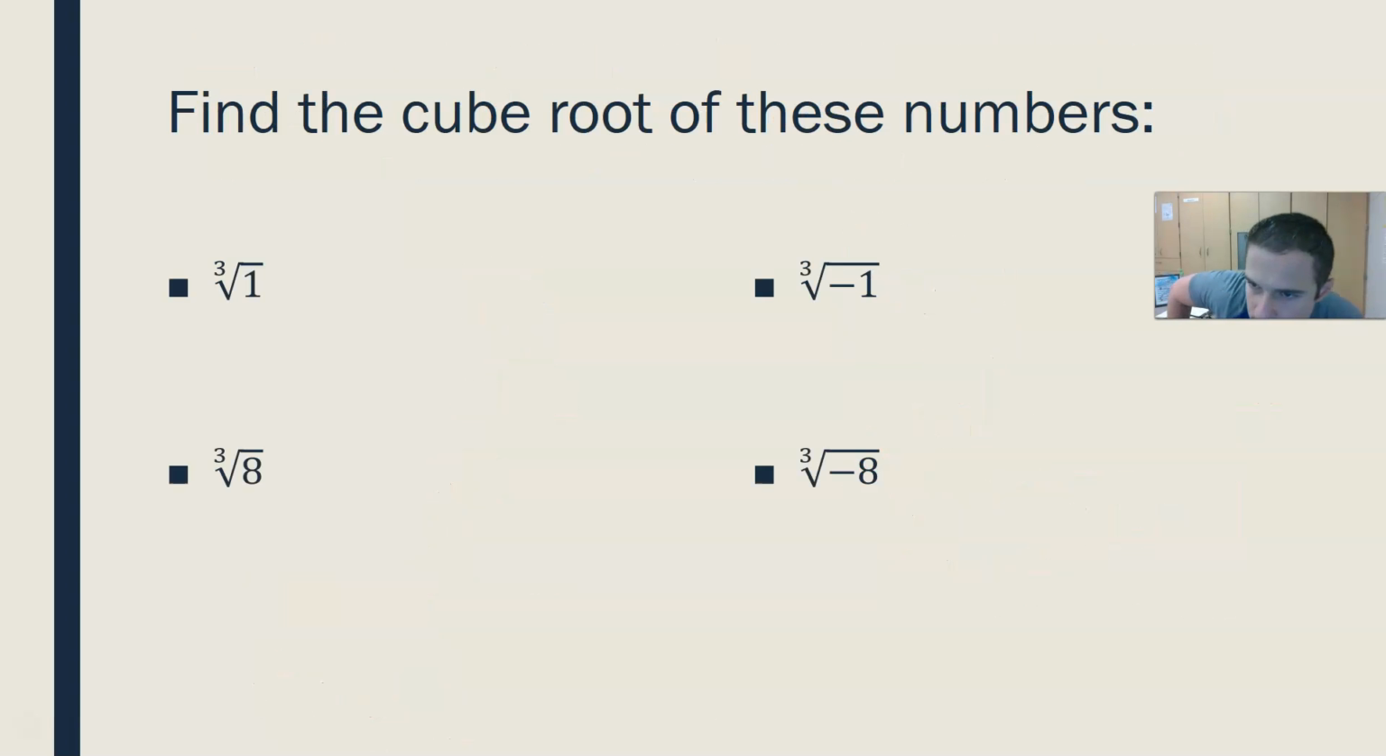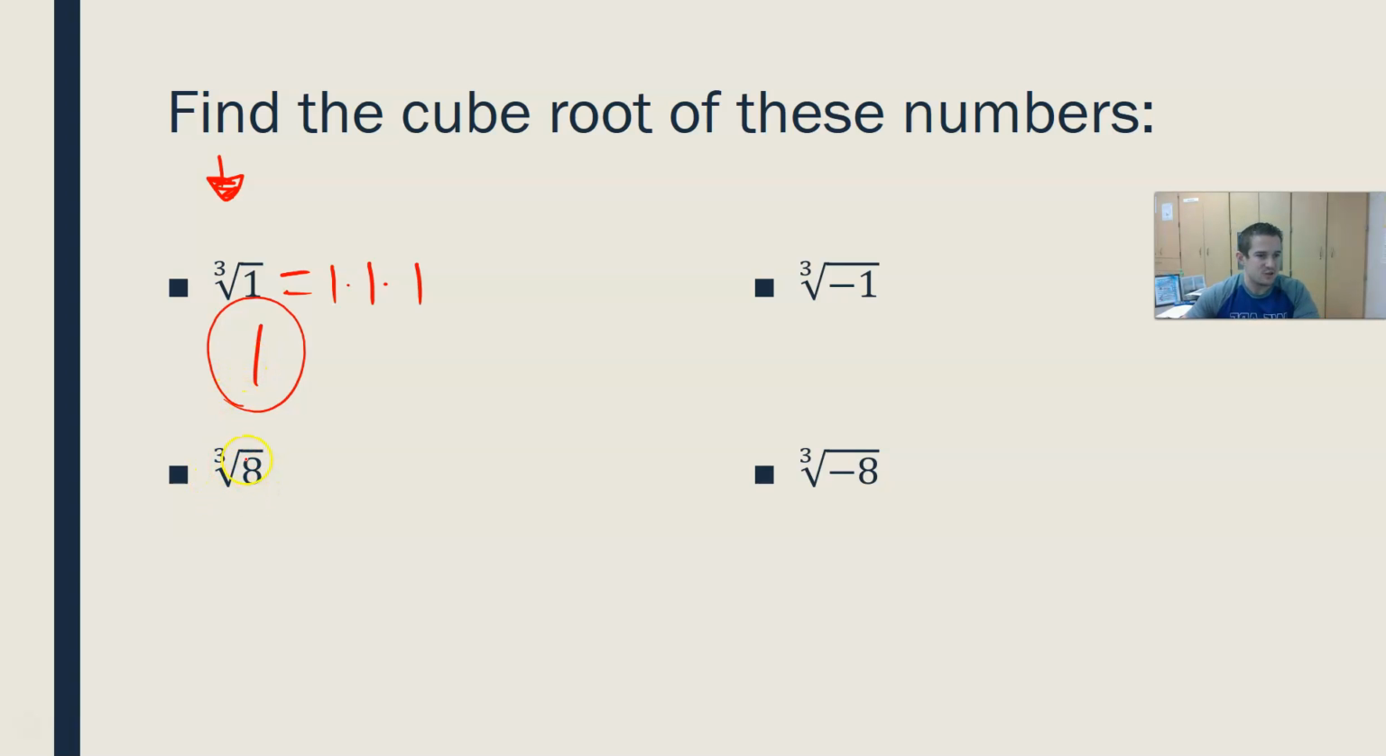Okay, so riddle me this. We're going to find the cube root of these numbers. I'm going to start over in this column. These are some simple ones. The cube root of 1, what's the cube root of 1? Well, I'm trying to find a number that when multiplied by itself 3 times gives me 1. 1 times 1 times 1 is 1. So the cube root of 1 is just equal to 1.